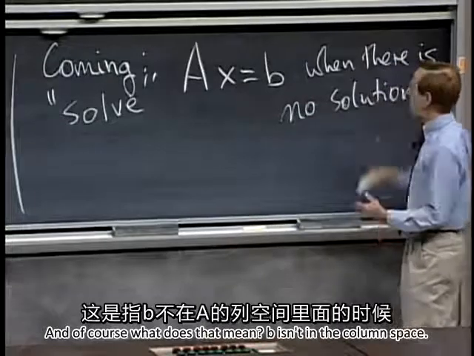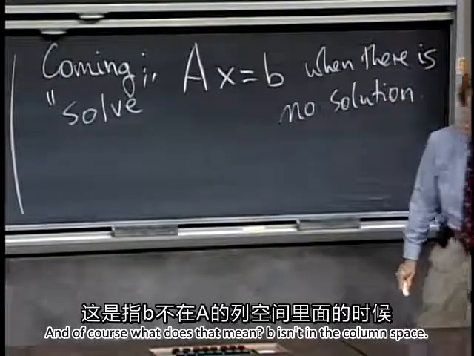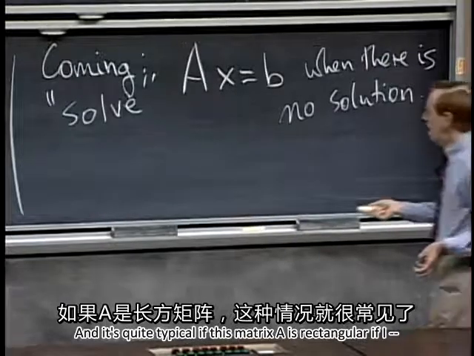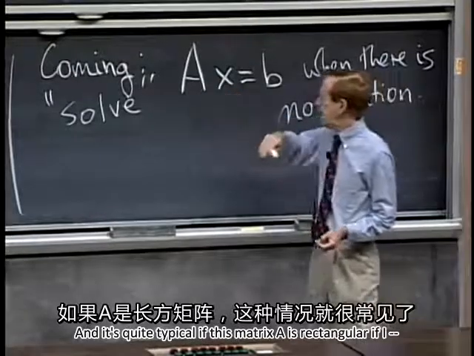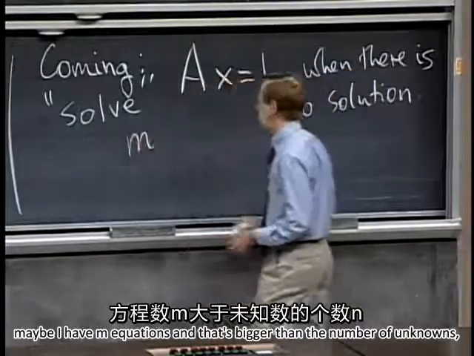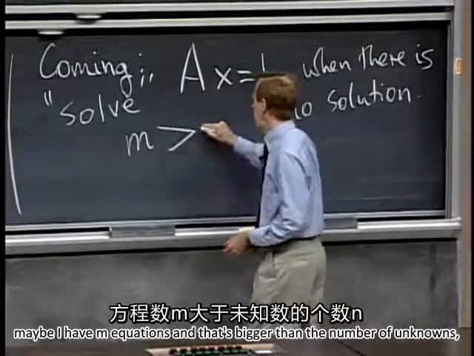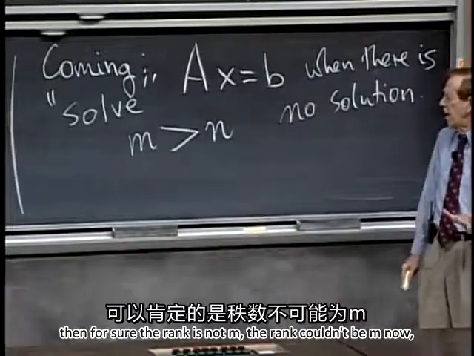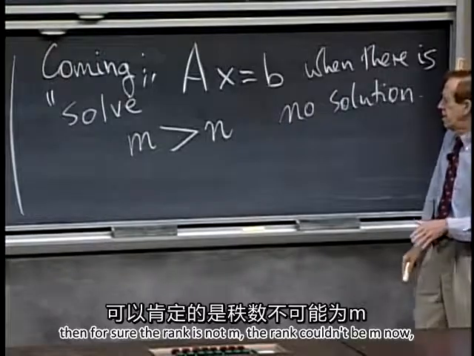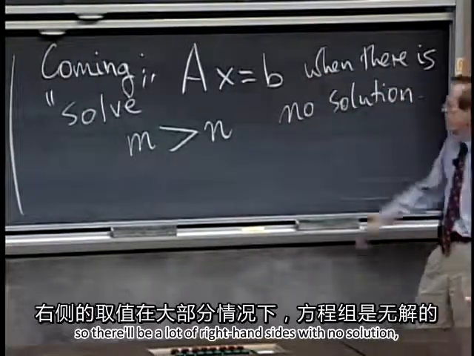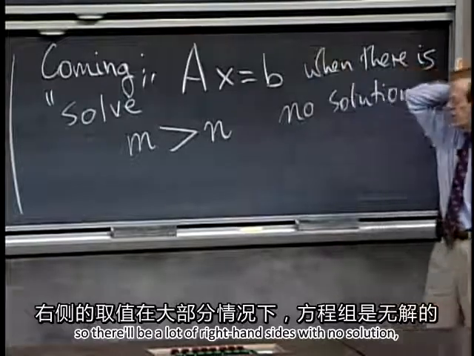And of course, what does that mean? B isn't in the column space. And it's quite typical if this matrix A is rectangular. If maybe I have m equations, and that's bigger than the number of unknowns, then for sure the rank is not m. The rank couldn't be m now. So there will be a lot of right-hand sides with no solution.